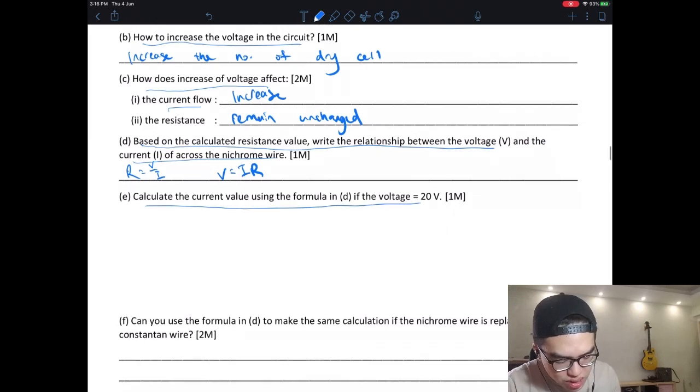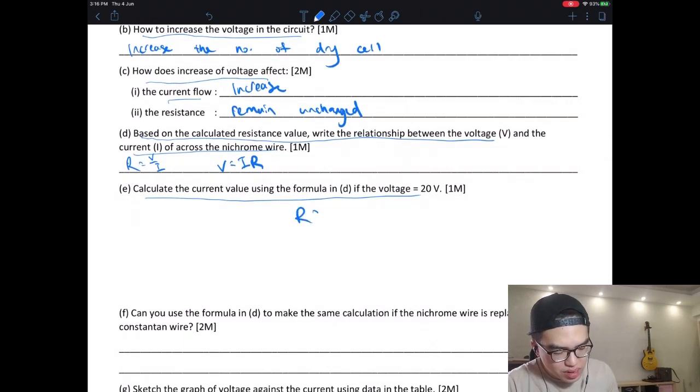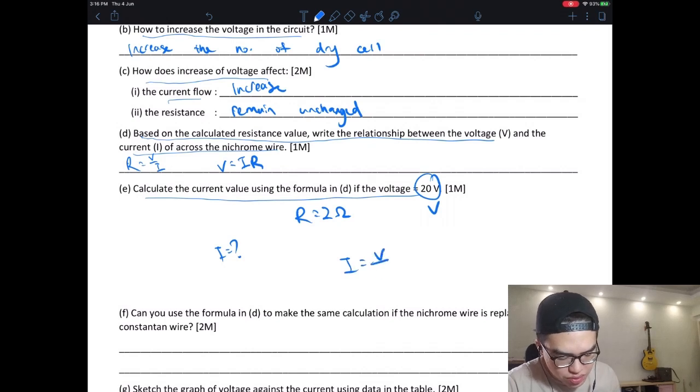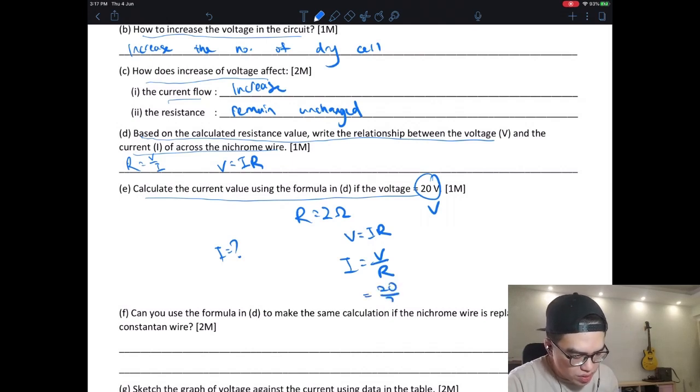Calculate the current using the formula if the voltage is 20. Now I know R is 2, and I give you V. So what is the I? I equals V over R, because V equals IR. You can write this first, and then V is 20, R is 2. I should get I equals 10A.